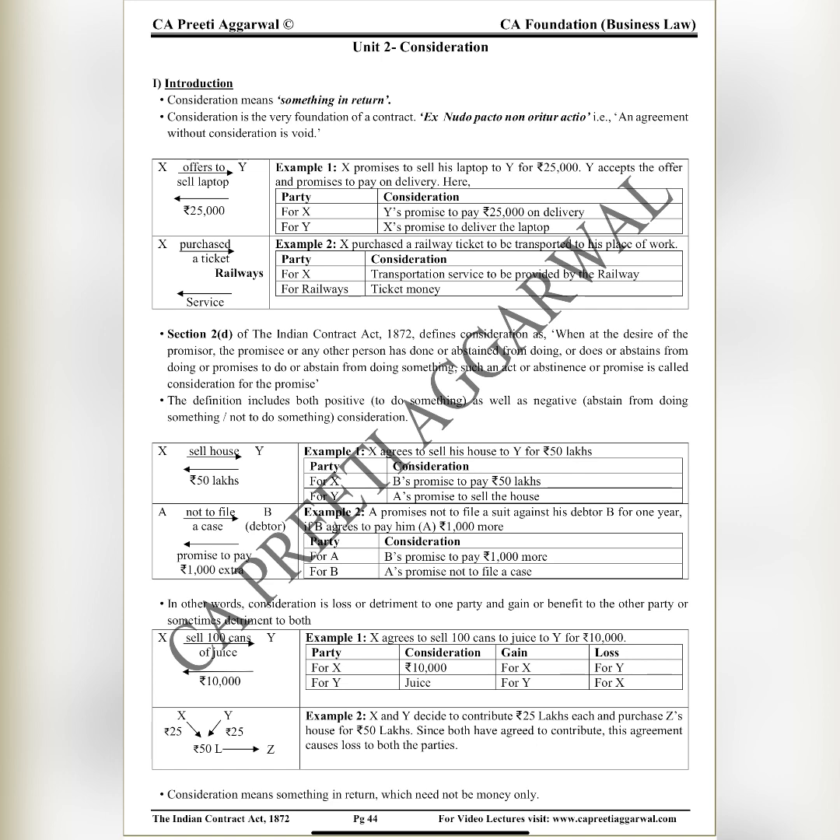It's a valid contract. But if both decide to contribute rupees 25 lakhs and purchase the flat of Z, both are contributing, both are giving something. This is a loss to both. This is also consideration. Consideration need not mean money only. It can also include services.